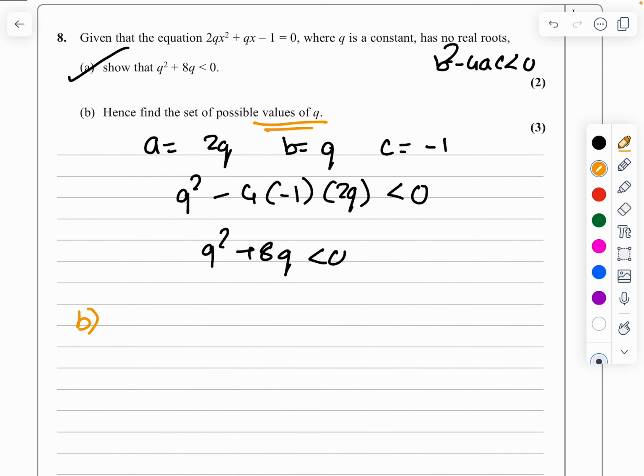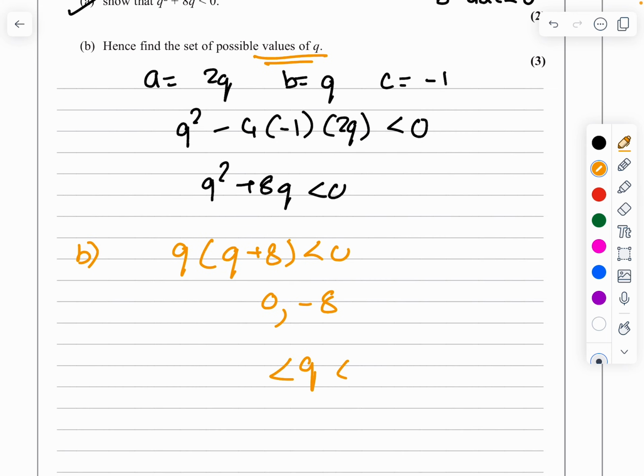So take q common. q plus 8 is less than 0. So 0 and -8. Whenever it is less than, lesser number on the left hand side, bigger number on the right hand side.